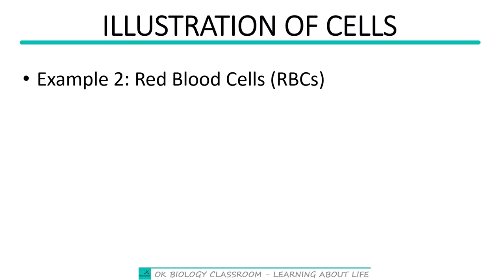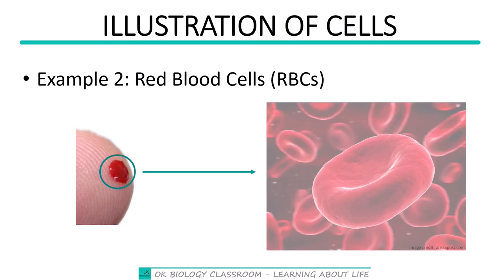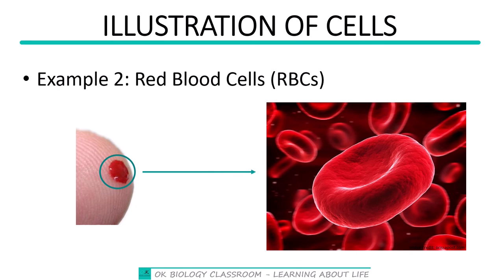Now let us look at another example. We have looked at an illustration from a plant source, onion. Now let us look at an illustration from animal cells. This is a finger that has been pricked and you see blood there. And when you magnify this under the microscope, you are going to see something like this. So these are red blood cells. Right. So cells exist in different shapes, sizes, looks. Yes. But just for illustration, let us manage these two.